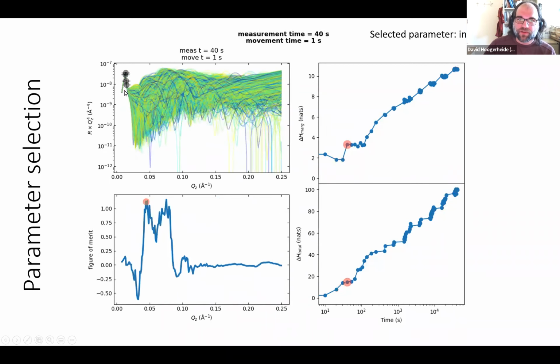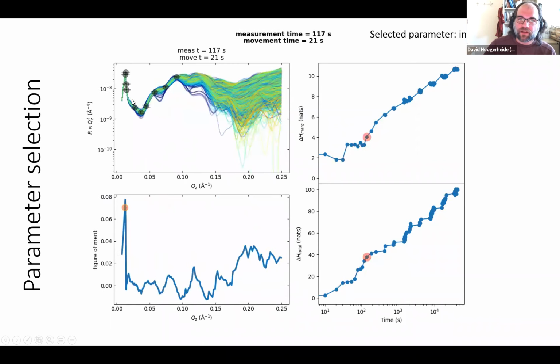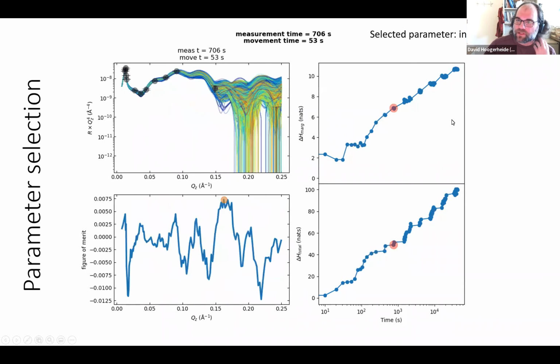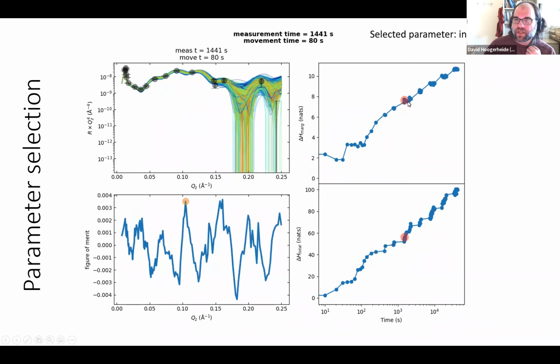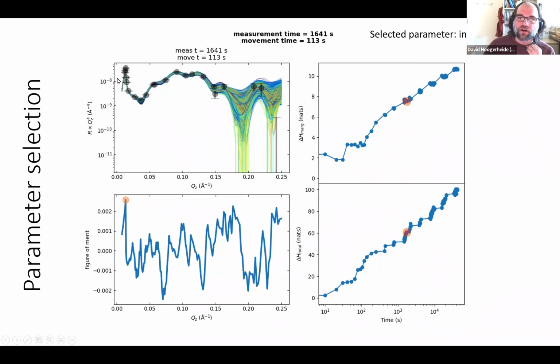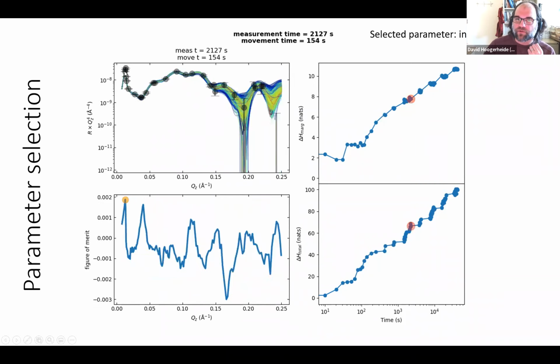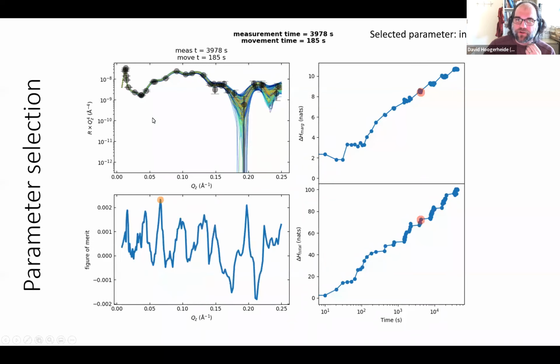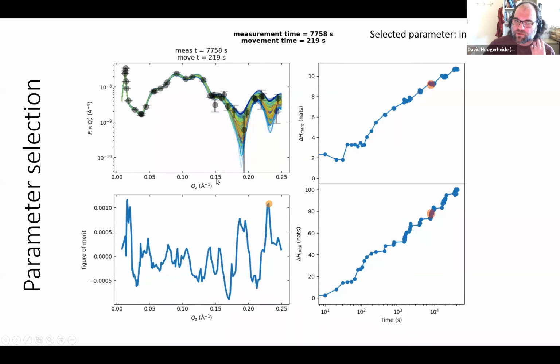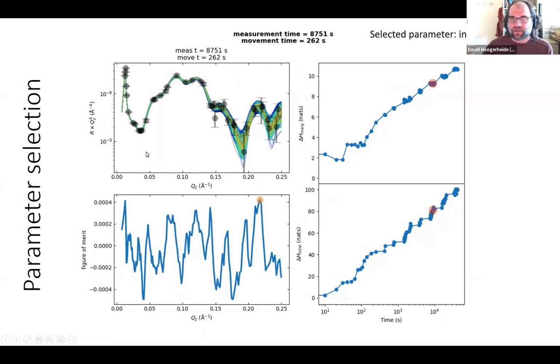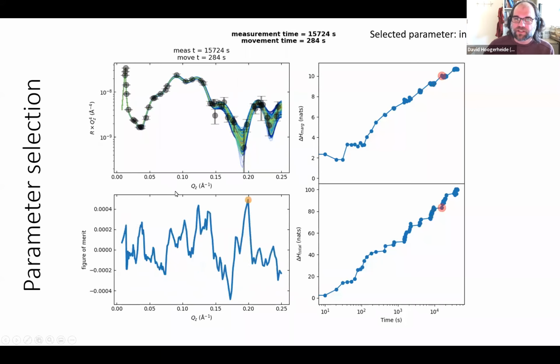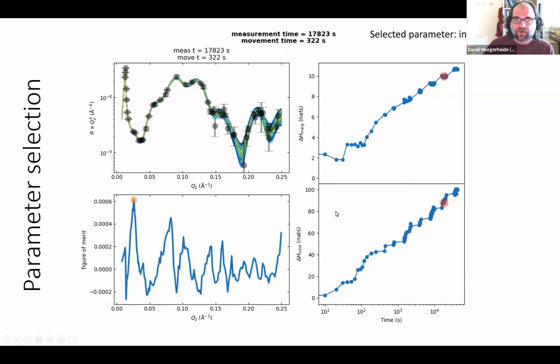It's actually spending all of the time down here at low Q, where you get a lot of information about the intensity. So you see these big jumps in time. Each one of those is a very long measurement at one of these low Q values. Okay. However, it does sort of search the rest of the Q space just in case there's information out there that it needs to learn.